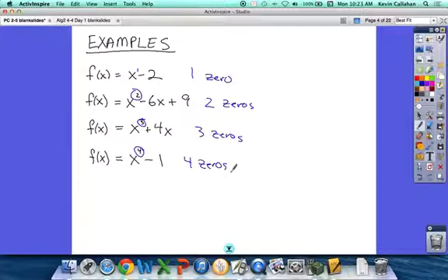Pretty often on the test, I'm going to put a question that doesn't say find the zeros. It just says how many complex zeros, how many real zeros, how many imaginary zeros. So the first part, how many complex zeros, that's easy. It's the degree.